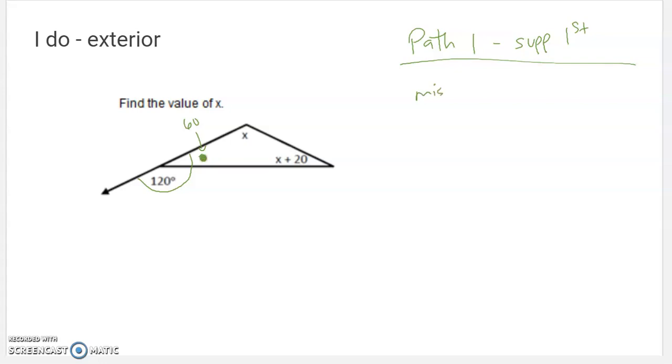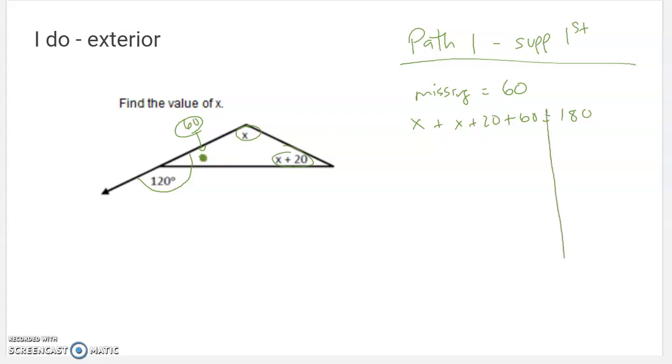So now, one way is I can do that. I can say the missing angle is 60. So I found that with supplementary sets. And now I can use that 180 thing and say this plus this plus this is 180. X plus 20 plus 60 is 180. So that's one route to finding that. Find the missing angle, then add these up.